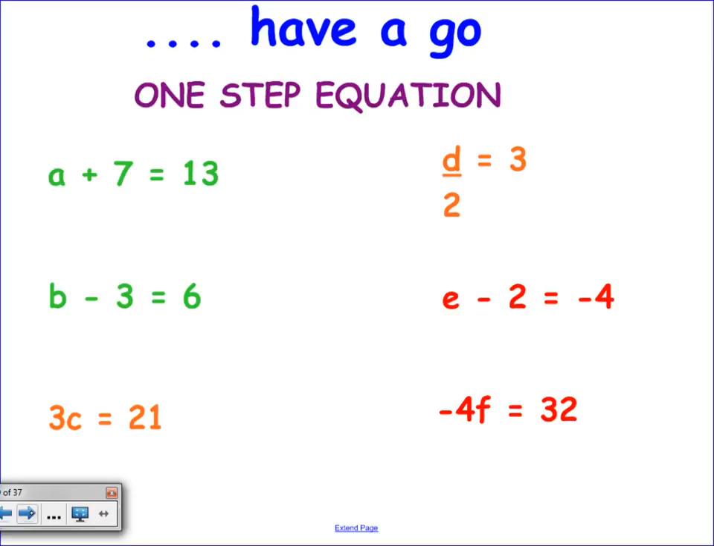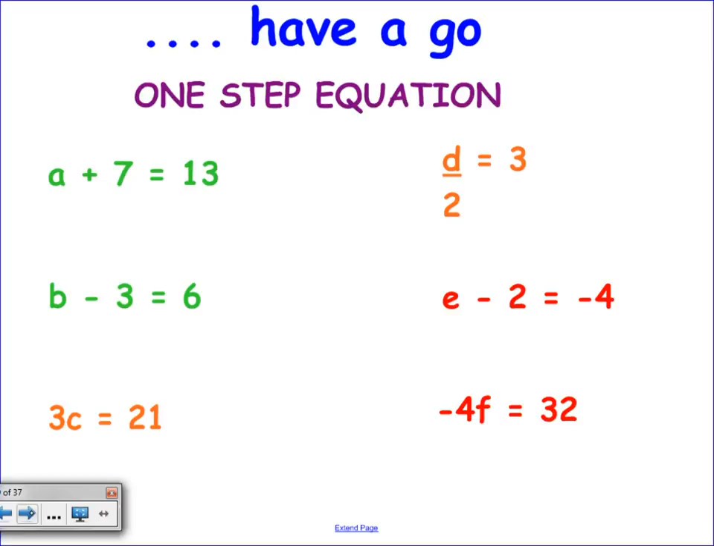Okay, so there are 6 one-step equations there. I don't mind whether you use common sense. I'd rather you use the process I've just shown you, because in a second we're going to do 2-step equations that use the same logic. Okay, so have a go at those 6.